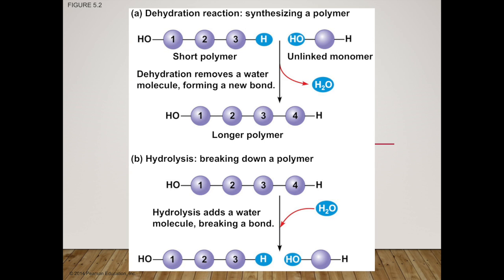How do we break it down? We do the opposite. We take a molecule of water, we break it into H and OH, and hydrolysis is just going to break that bond. Now, it just doesn't happen spontaneously. It needs to be directed. We don't want our polymers just getting added, broken down, and built up without a purpose. So that's where enzymes come in and direct that activity.